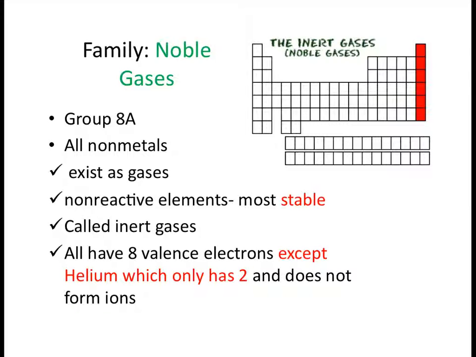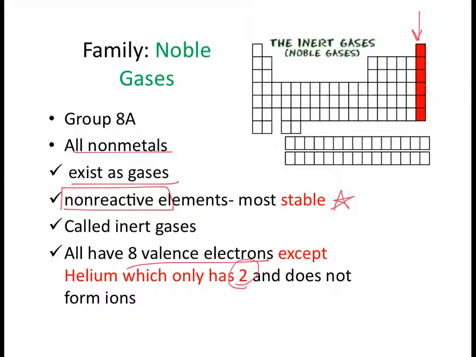The last group of nonmetals that we're going to talk about is group 8A. Those are your noble gases, and they once again are all nonmetals. They are all gases, and they are non-reactive. That is the key here. They are the most stable elements. They have 8 valence electrons in their outer shell, except for helium, which only has 2.